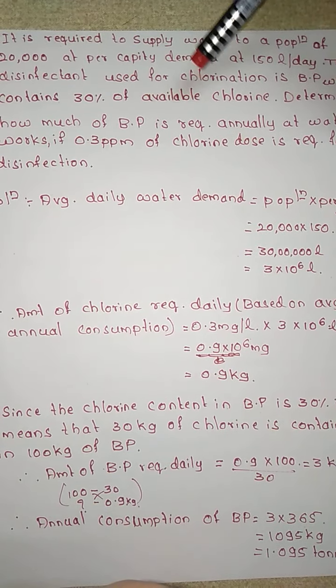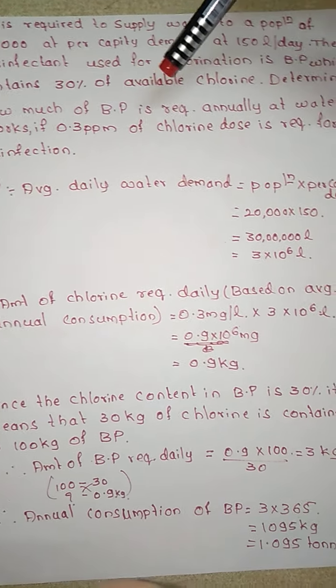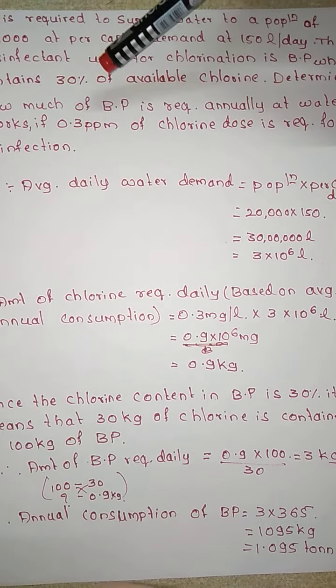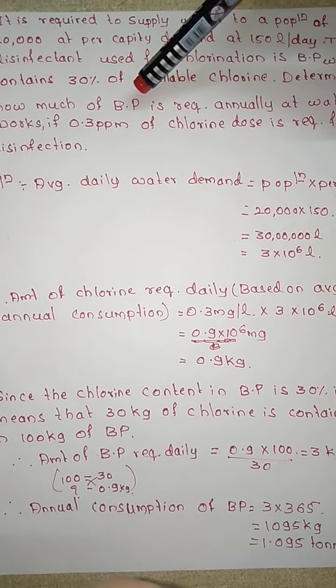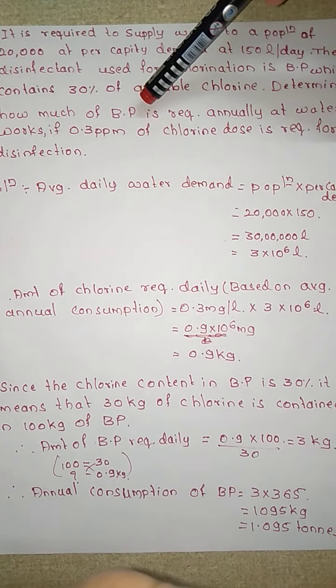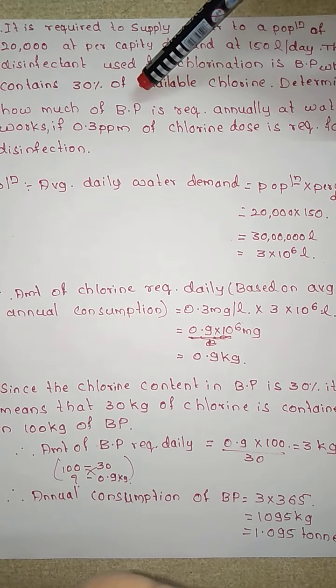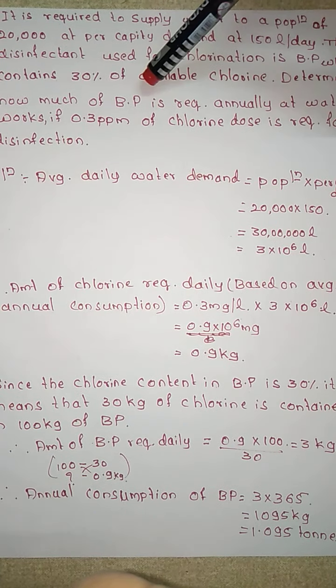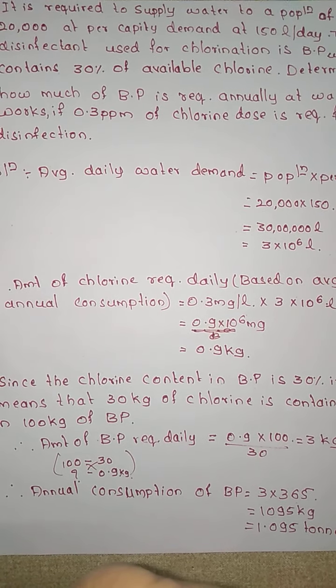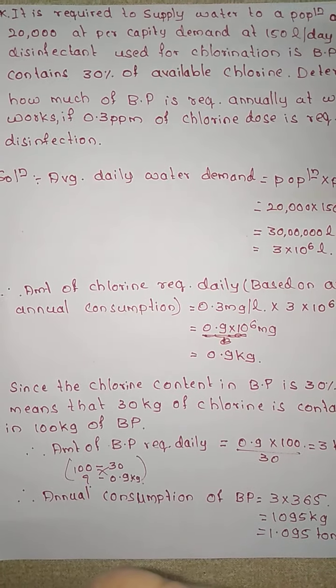Now in this particular problem, they are asking how much quantity of bleaching powder is required. This particular problem is similar to the last problem, right? But they have asked the requirement of bleaching powder annually. This is the only difference.